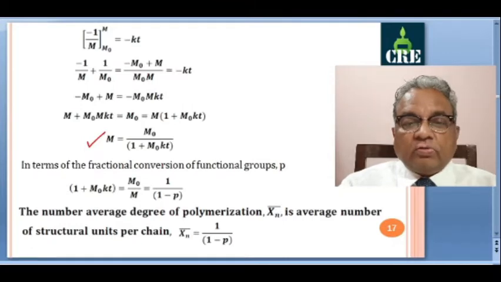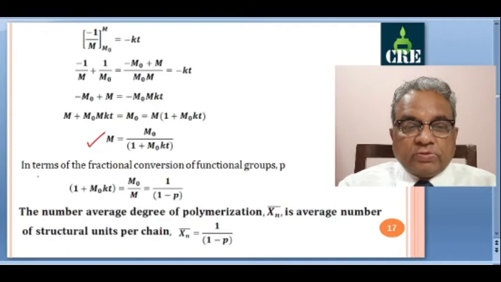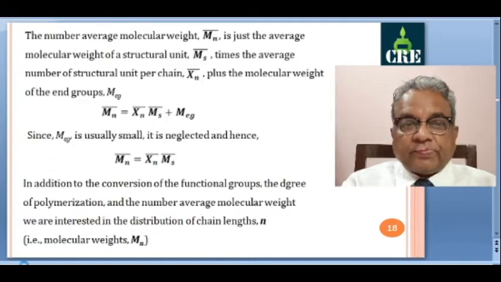In terms of fractional conversion of functional groups, P, I can write 1 plus M0 KT is equal to M0 by M, and that can be written as 1 by 1 minus P from this definition. M by M0 is 1 minus P, so M0 by M is 1 upon 1 minus P. So the number average degree of polymerization, Xn bar, is the average number of structural units per chain. So Xn bar is 1 by 1 minus P or 1 plus M0 KT.